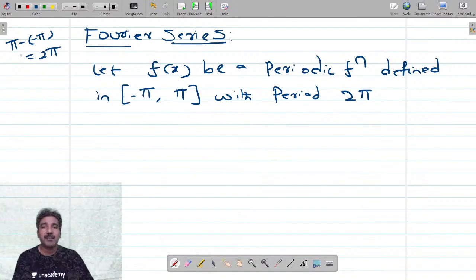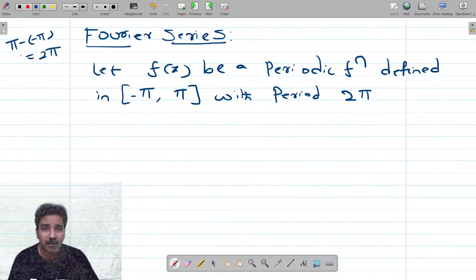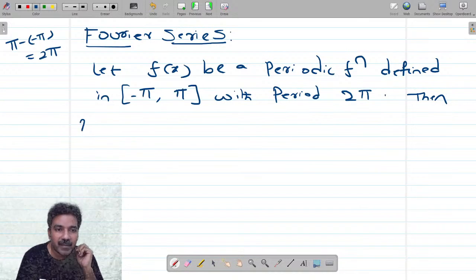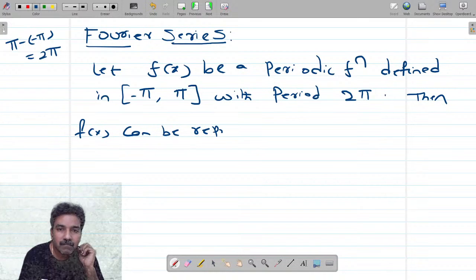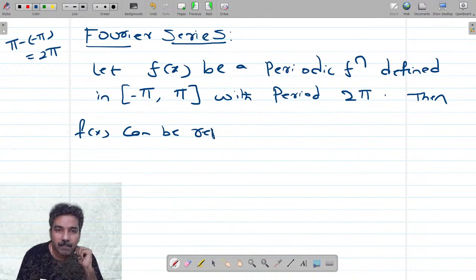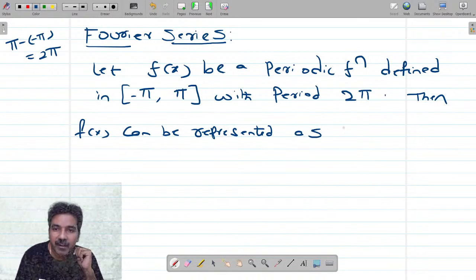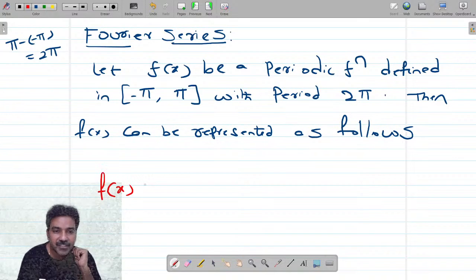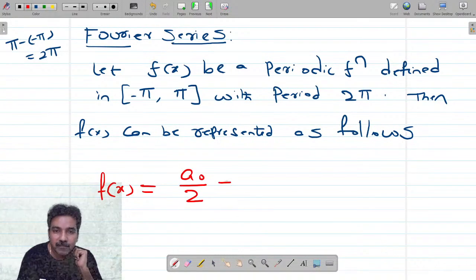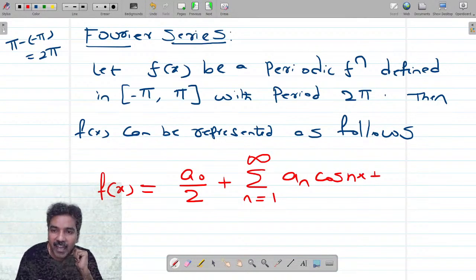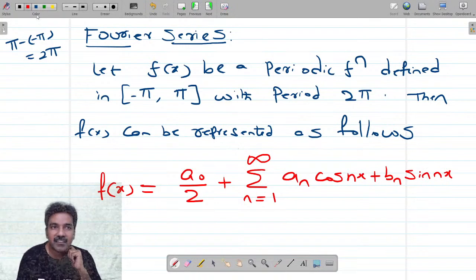So what is my periodic function? f of x is a periodic function which is defined in the closed interval minus pi comma plus pi. Ultimately its period becomes the length of the interval. Length of the interval is upper limit minus lower limit, period 2 pi. Then f of x can be represented as follows. This f of x we can represent as a naught by 2 plus summation n equal to 1 to infinity of an cos nx plus bn sin nx.